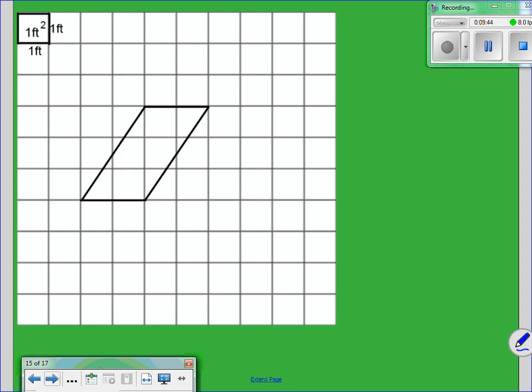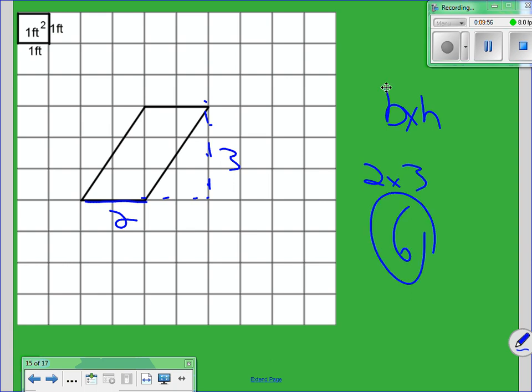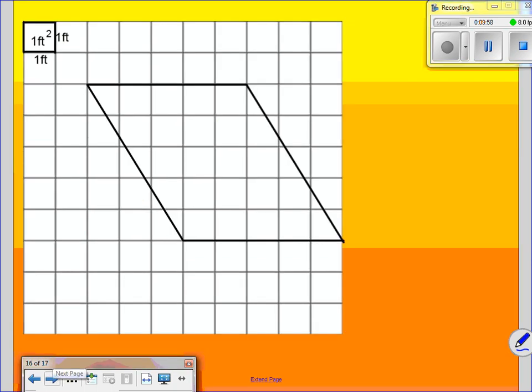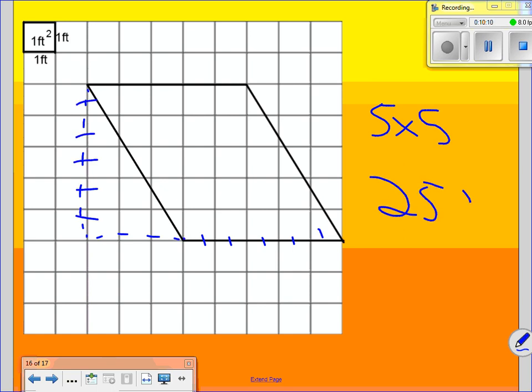Parallelograms. Now, parallelograms is base times height. This is super easy. My base is a 2. My height, 1, 2, 3. 2 times 3, 6. Next. My base, 1, 2, 3, 4, 5, times my height. 1, 2, 3, 4, 5. 5 times 5, 25.